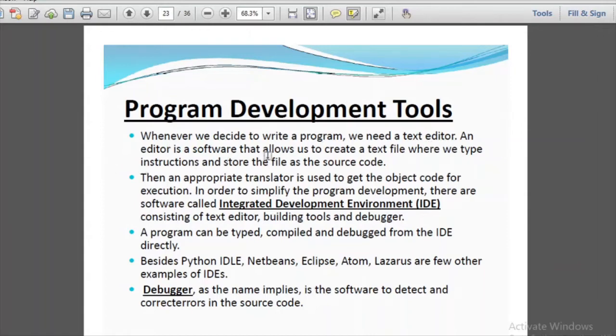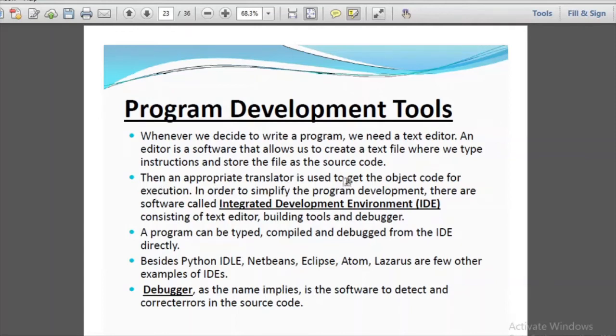An editor is a software that allows us to create a text file where we type instructions and store the file as the source code. So obviously, अगर आप प्रोग्रामिंग लैंग्वेज यूज कर रहे हो तो आपको कोई ना कोई एक टूल चाहिए. For example, Python के लिए you need a Python IDE. So basically you need a software for writing your code.